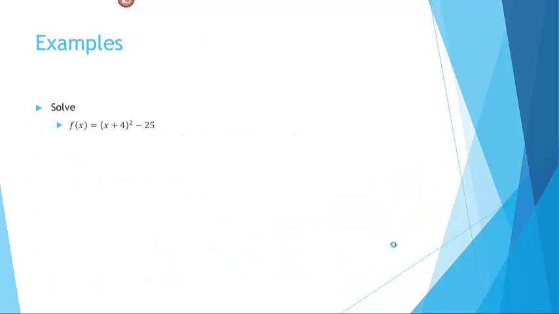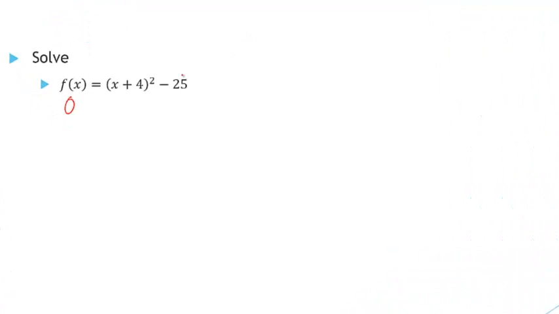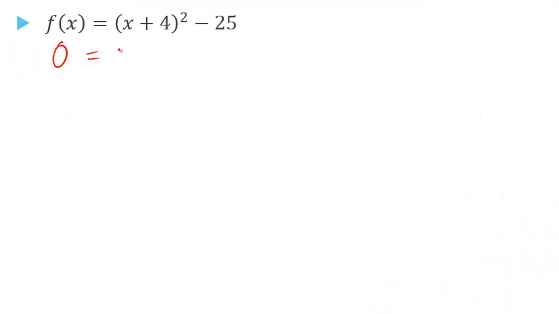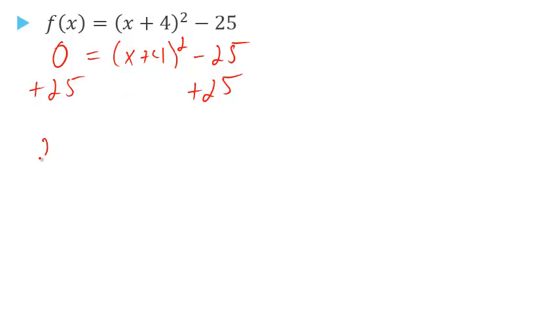Alright, so examples. Let's solve this. First, let's set f of x equal to 0. So we're going to have 0 equals (x plus 4) squared minus 25. So let's get our 25 over to the other side by adding 25 to both sides. Now we get 25 equals (x plus 4) squared. There is no a. Well, a is 1, so divide both sides by 1. 25 divided by 1 is just 25, so let's skip that step.